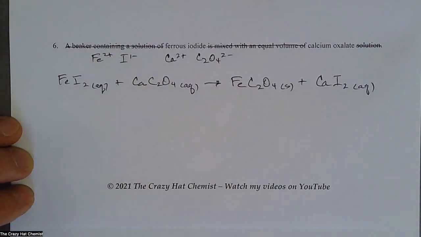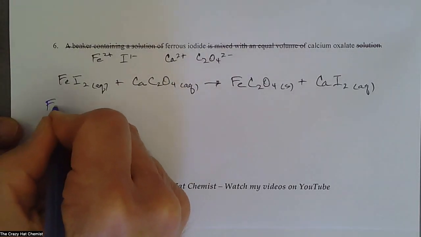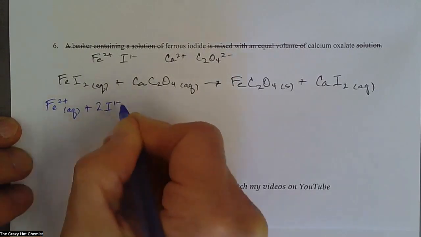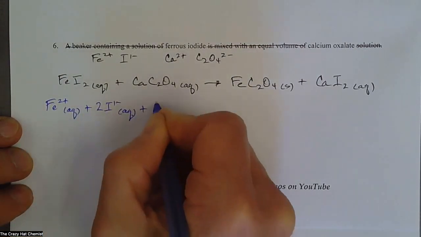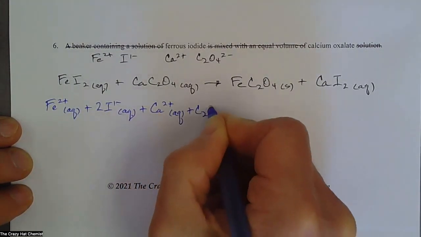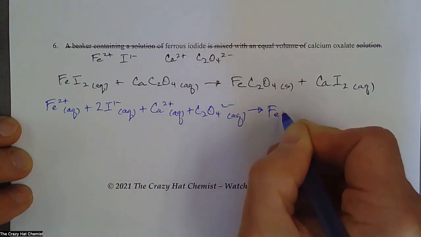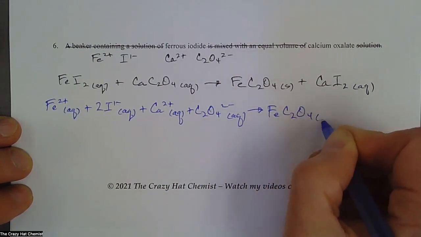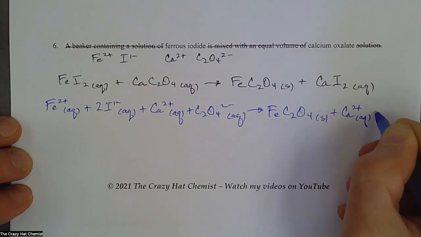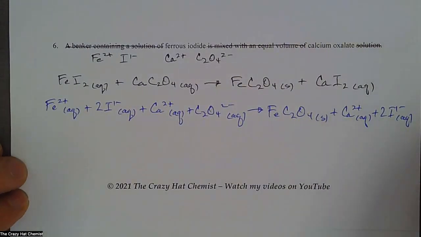Super spamtastic. All right, so here we go. We're going to do the total ionic equation, and that's going to be Fe2+ aqueous, plus 2I1- aqueous, plus Ca2+ aqueous, plus C2O4 2- aqueous, yielding FeC2O4 solid, plus Ca2+ aqueous, plus 2I1- aqueous. All right, I think we fit that all on there.